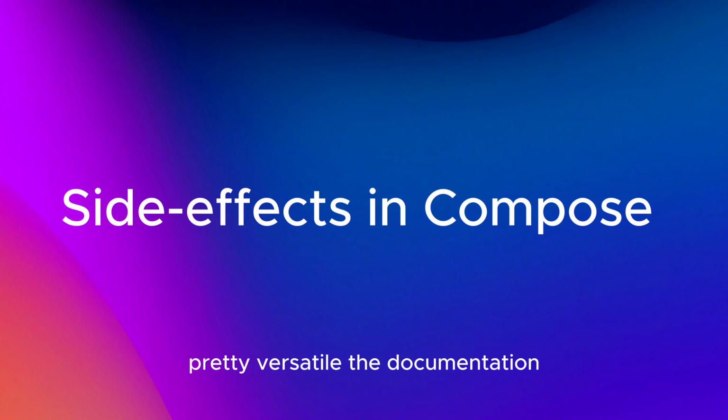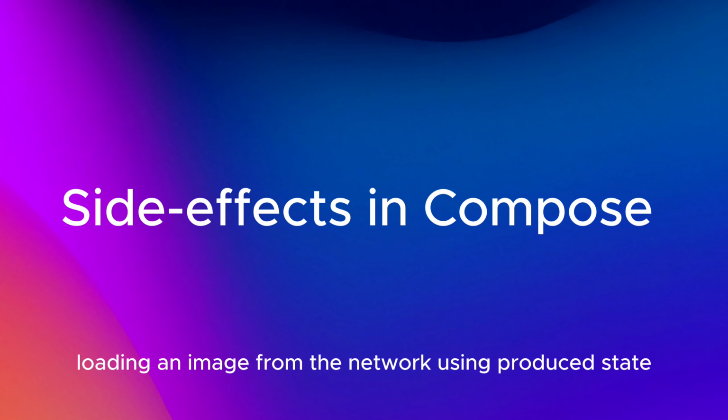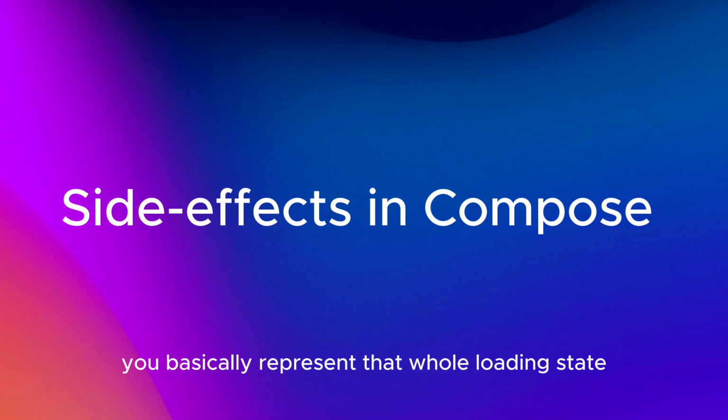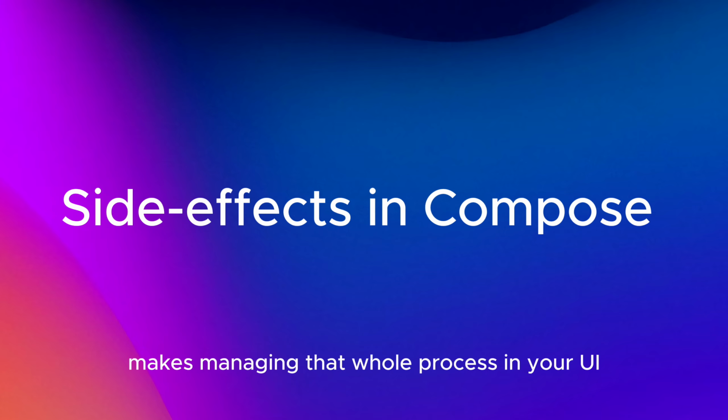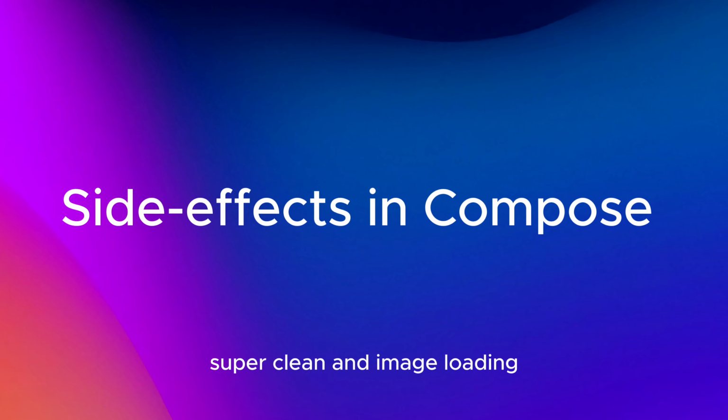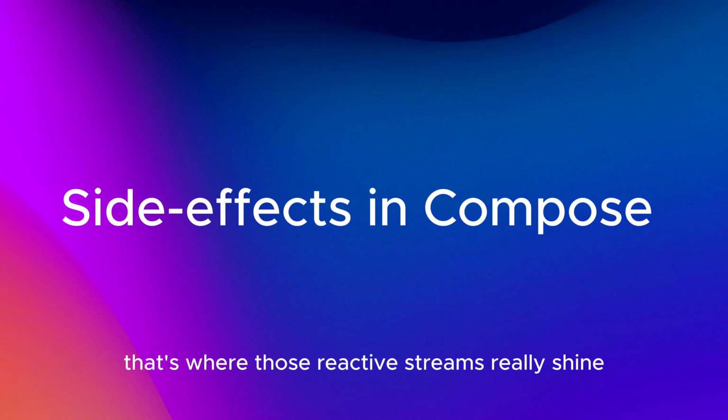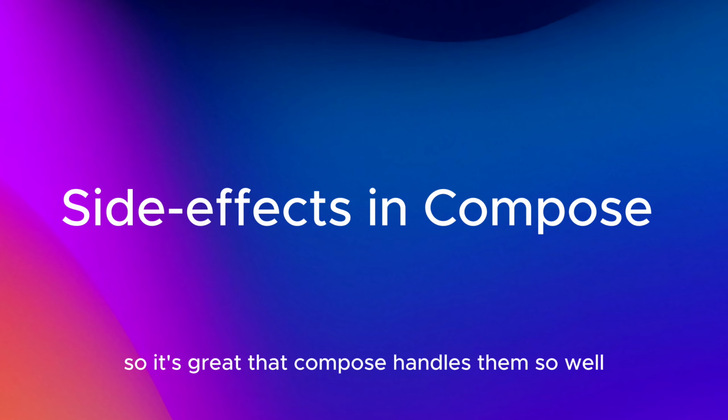Pretty versatile. The documentation has this cool example, loading an image from the network using produce state. You basically represent that whole loading state, you know, in progress, success, maybe an error popped up, you represent it all as Compose state. Makes managing that whole process in your UI super clean. And image loading, that's where those reactive streams really shine, so it's great that Compose handles them so well.